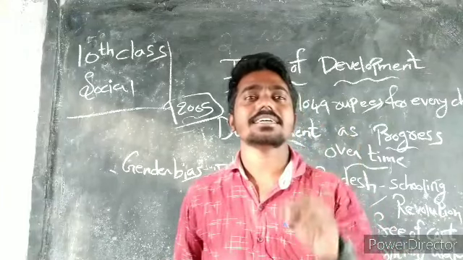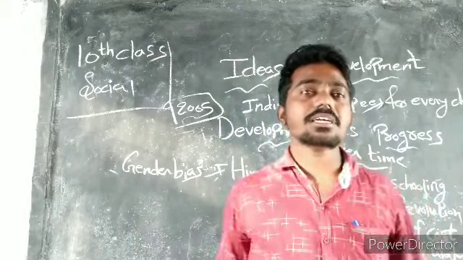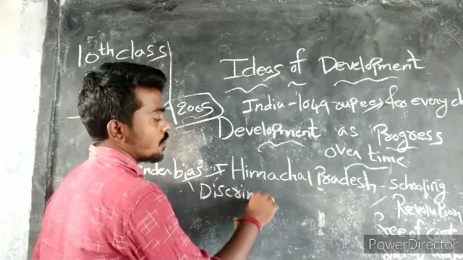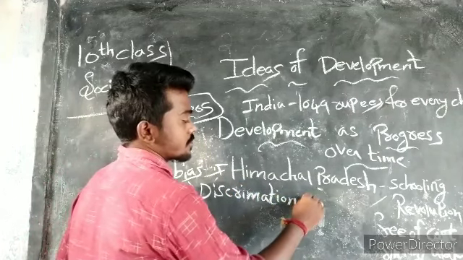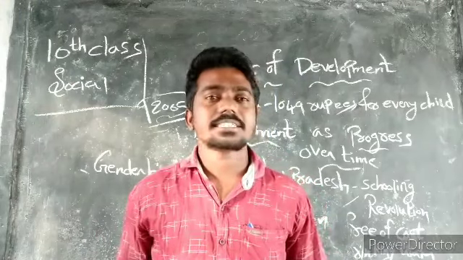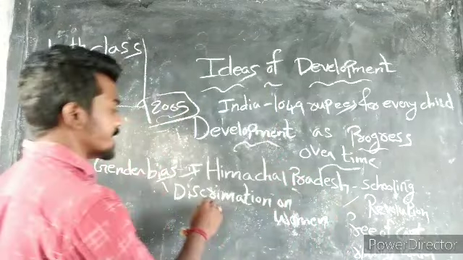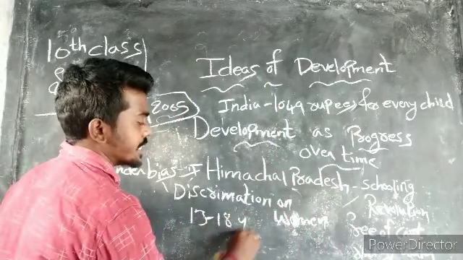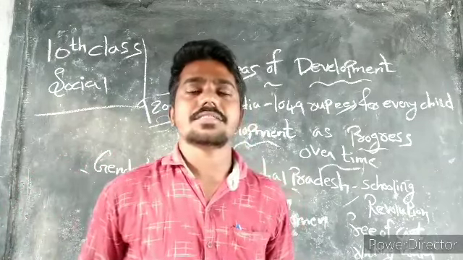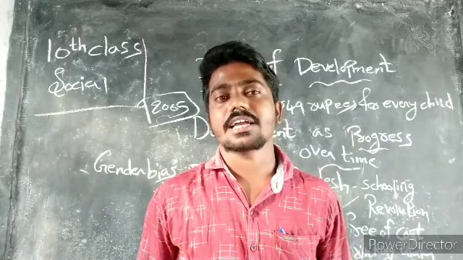But if you take Himachal Pradesh, there is less gender bias, meaning less discrimination. There was low gender bias in Himachal Pradesh. That is why, in the age group of 13 to 18 years, a lot of girls are completing their 8th standard and going on to secondary school.